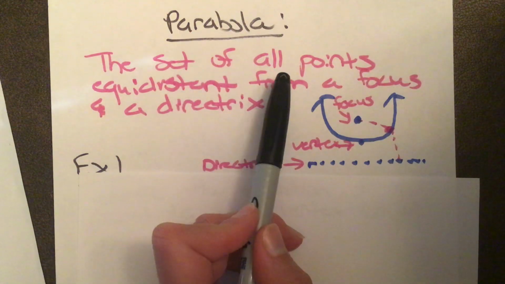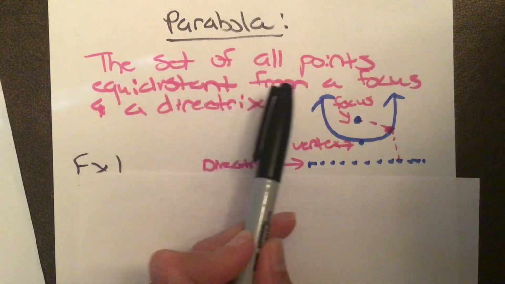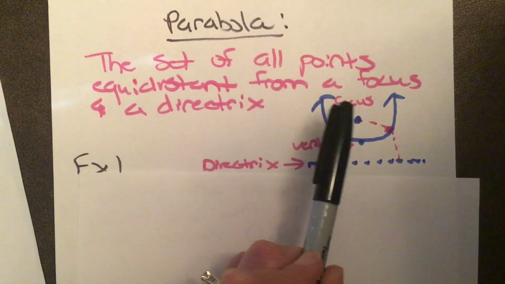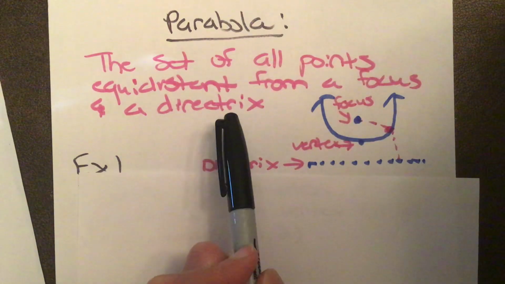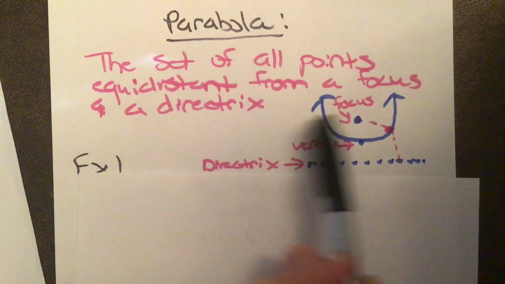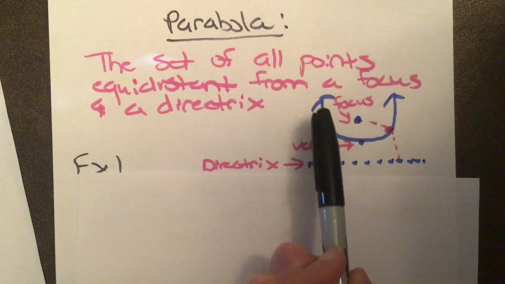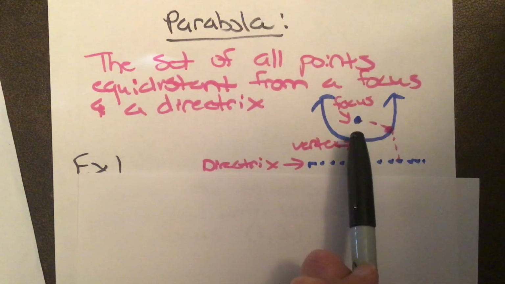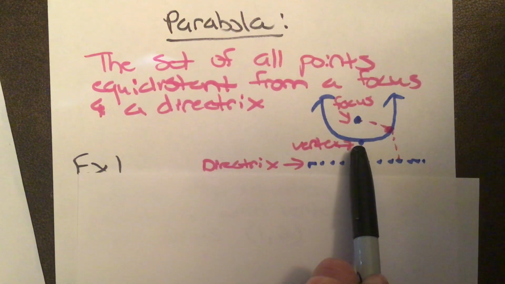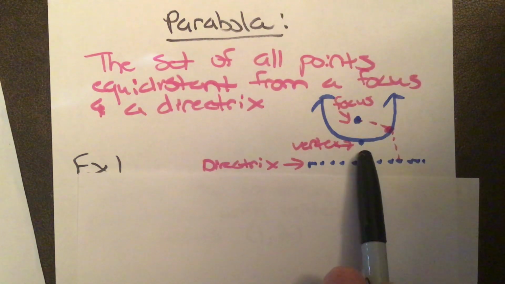So our definition of a parabola is it's the set of all points equidistant from a focus and a directrix. So these are things we have not talked about before. Okay, so I've just drawn a parabola here for you to see. We already know a parabola has a vertex. Okay, that's kind of old news.